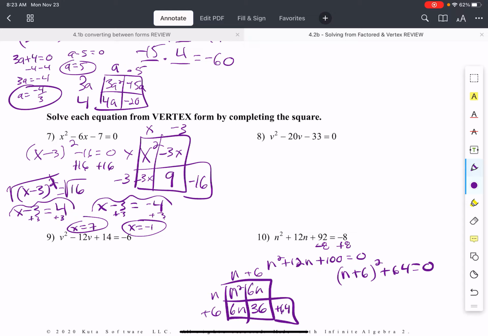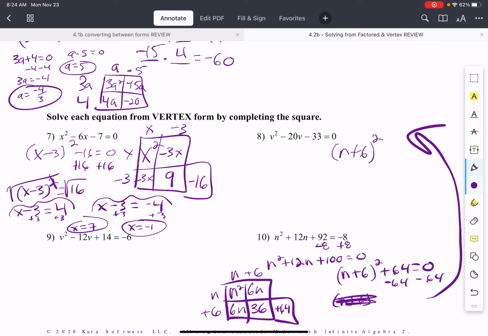Okay, guys, we're almost done. Guys, come with me. Hold on. What's next? No, before I, minus the 64, which is 8i. N plus 6. I'm going to write it up here for more room. N plus 6 squared equals negative 64. Then I can square root. Now, when I square root, I have 8i and negative 8i. Anytime you square root, you have to have the plus or minus.